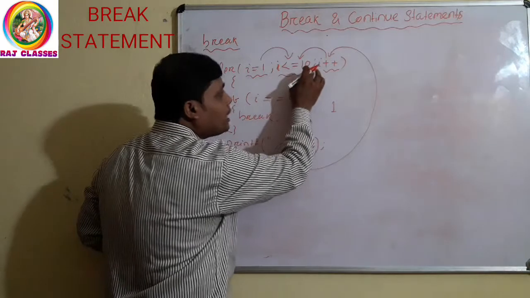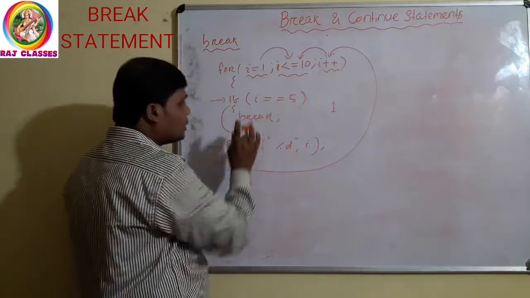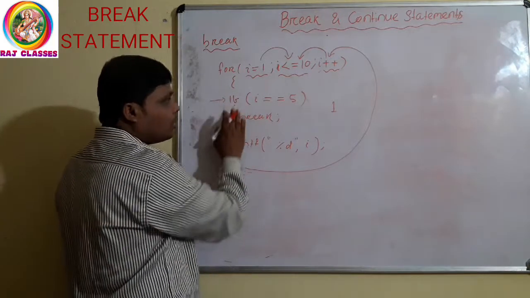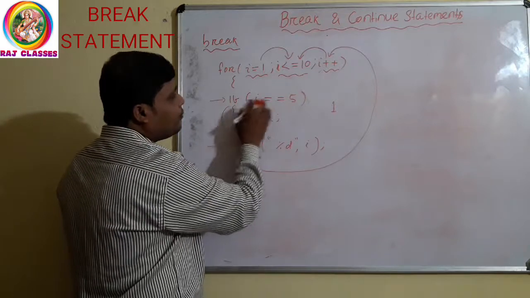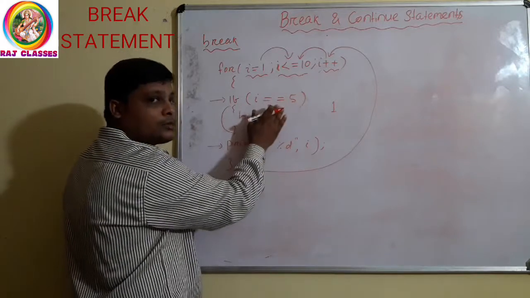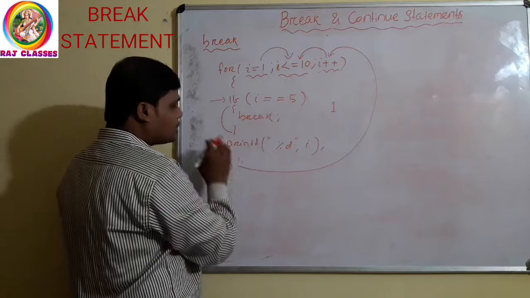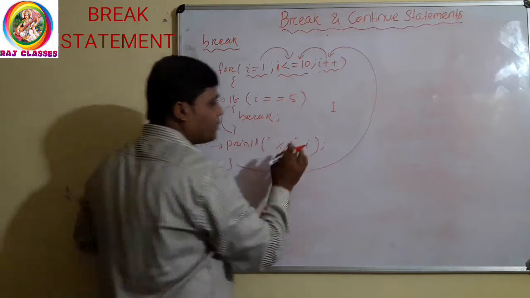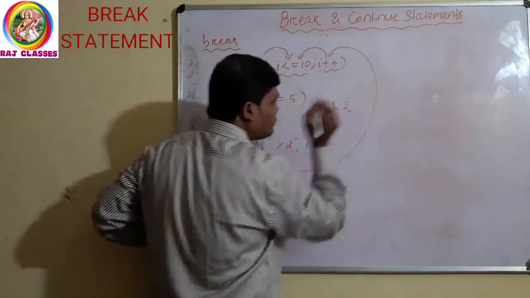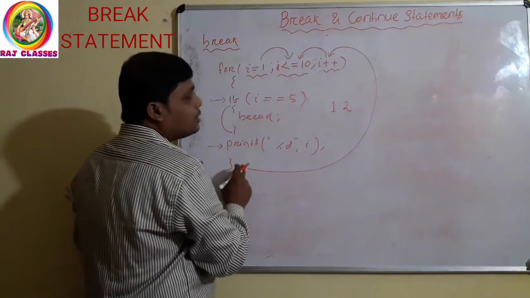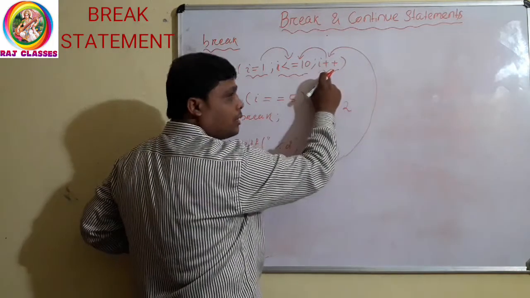2 less than equal to 10. The condition is true. So it will again execute the body of the for loop. If I equal to 5, again the condition is false. So it will not execute this. It will execute what? Printf. So it will print what? 2. Then this is the end. Again it will continue here.